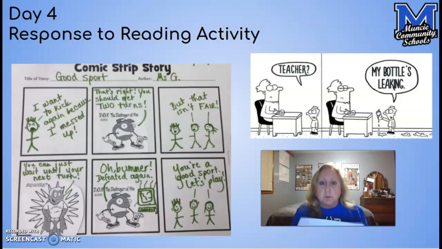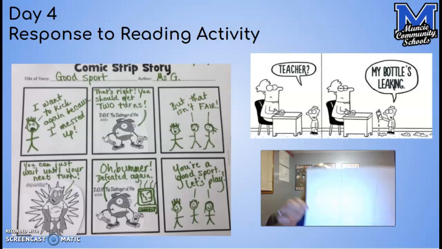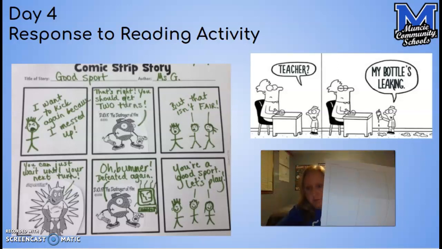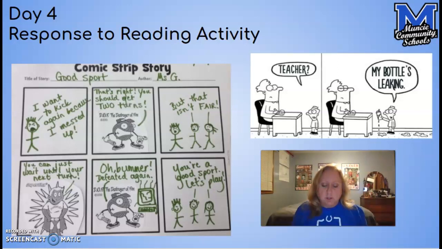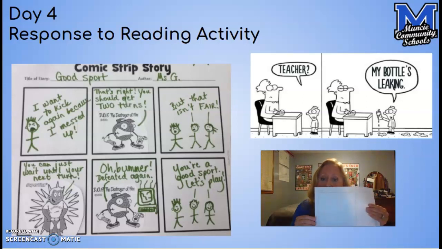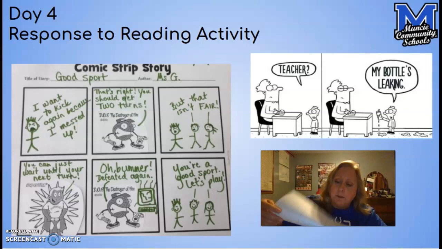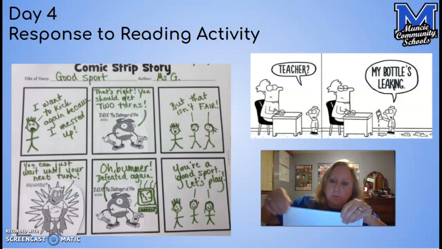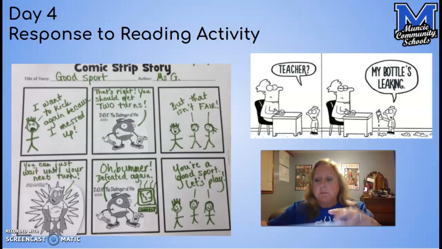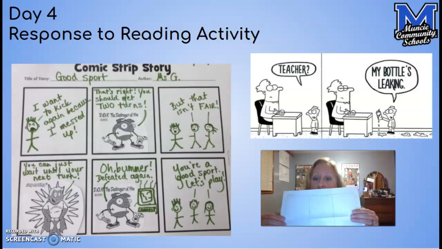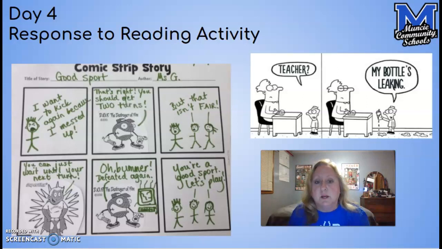Your teacher's going to give you a paper that looks like this. It has 3 columns on it. You can do 3 sections of a comic strip. You can turn them this way and do them long ways. You can fold your paper in half, make a crease, and make it into 6 sections, which is like the sample I have right here on our slide.